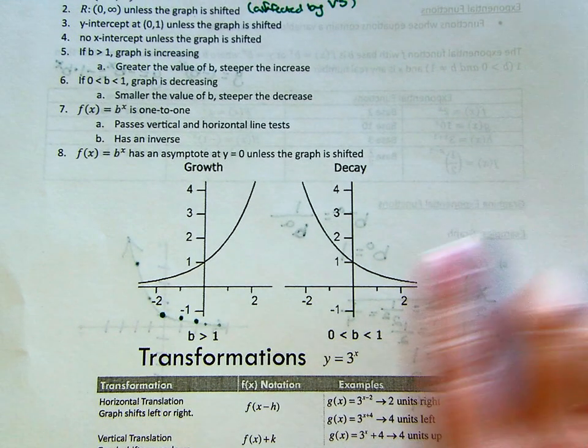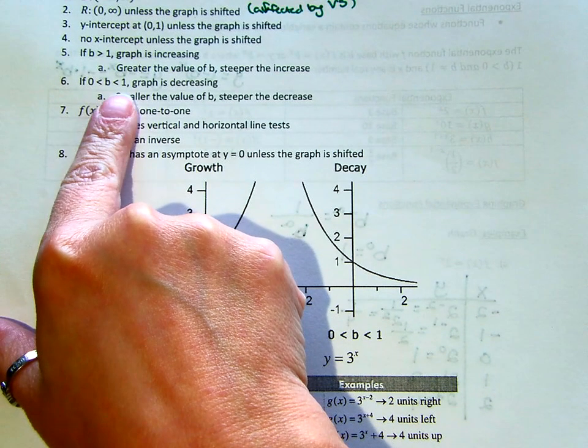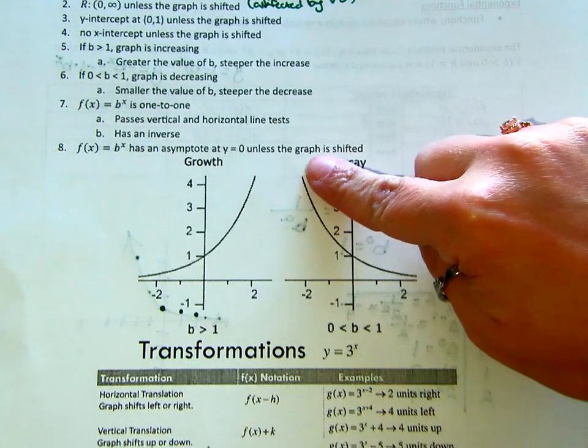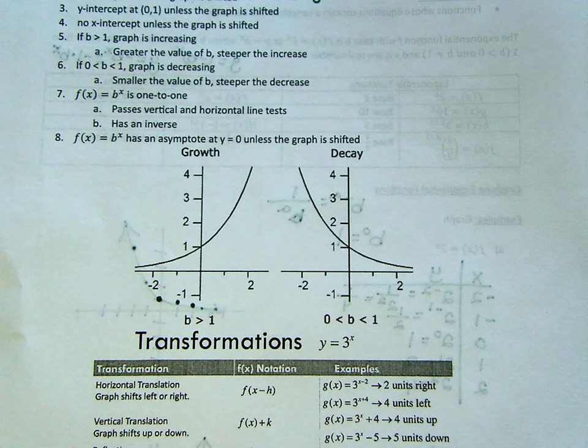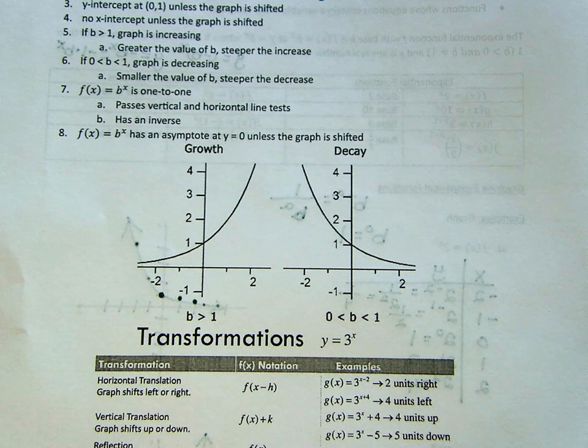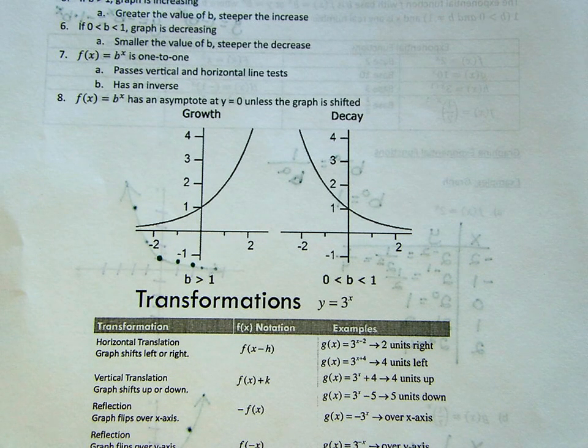If we live in our fraction range here, between 0 and 1, then we have exponential decay, or a decrease in our graph. And the smaller the value of our b, the steeper the decrease. Now, in 5.1, we talked about inverse functions, and to have an inverse function, you had to be 1-to-1. Exponential functions are 1-to-1. They pass both the vertical and horizontal line test, so they have inverses. And we will see in 5.3 what those inverses are.